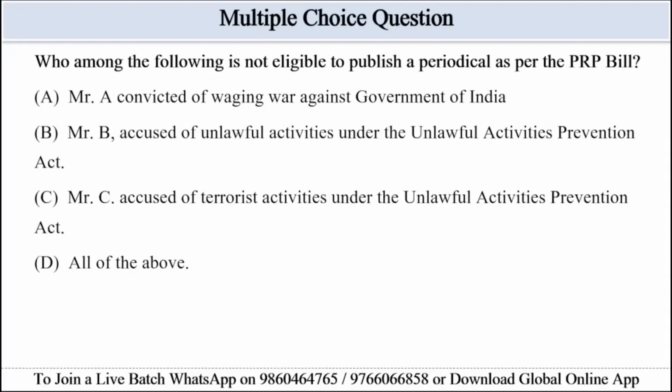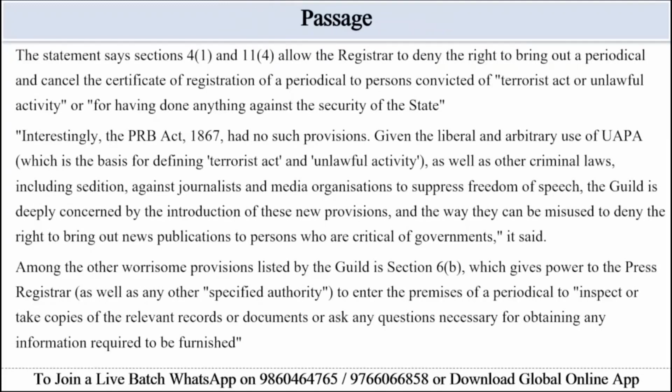Who among the following is not eligible to publish a periodical as per the PRP bill? So this question is asking whose right to publish is barred under the bill's disqualification clause, that is, denial or cancellation to persons convicted of a terrorist act or unlawful activities or for acts against the security of the state. The passage states that sections 4.1 and 11.4 allow the registrar to deny or cancel registration for persons convicted of a terrorist act or unlawful activities or for having done anything against the security of the state.